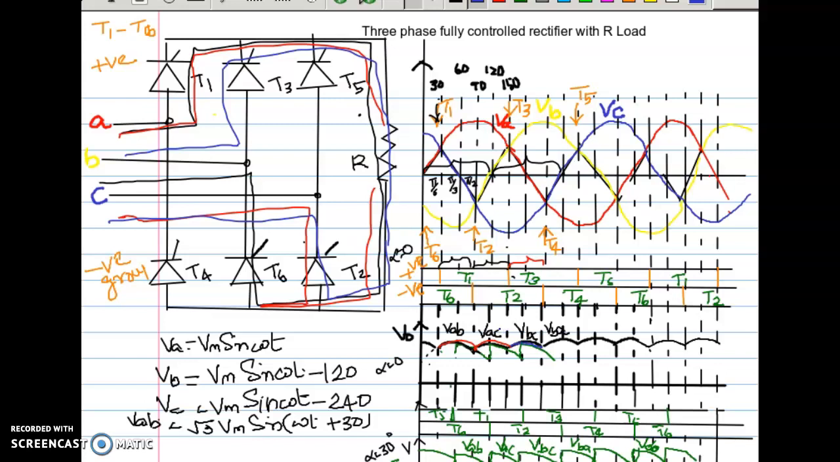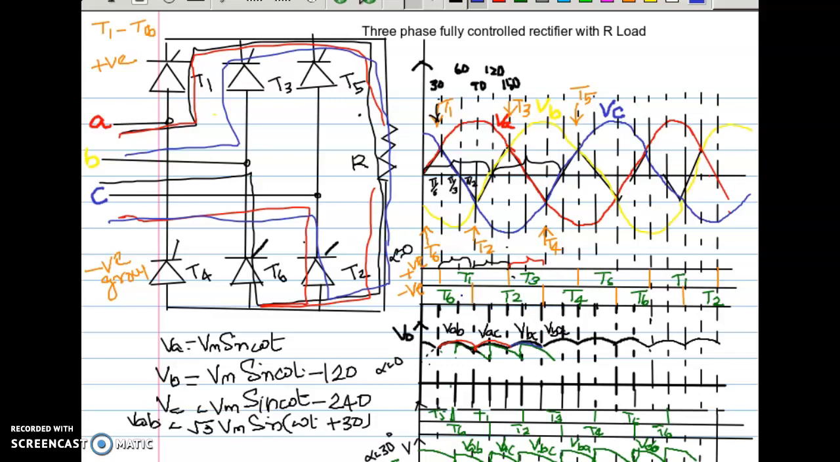So each pair continues for 60 degree, but each thyristor continues for 120 degree. So T1 continues for 120 degree, T3 continues for 120 degree, like that. But each pair continues for 60 degree. So you get a pulse of 60 degree. VAB, VAC, VBC, like that. You can find the voltage by tracing these two SCRs which are conducting for the interval. Now that is for alpha equal to 0.